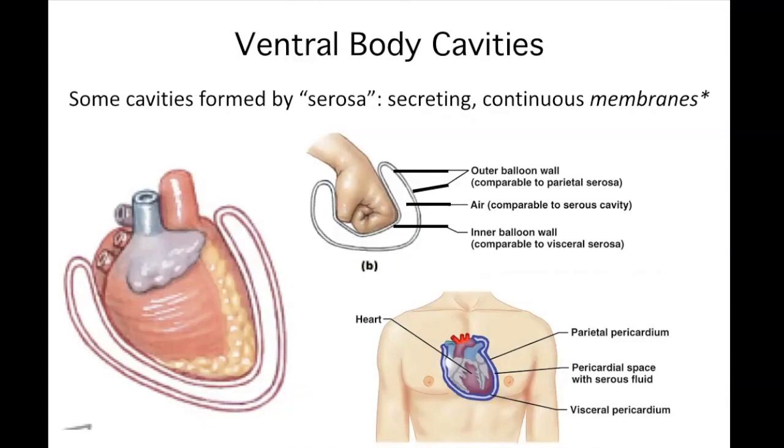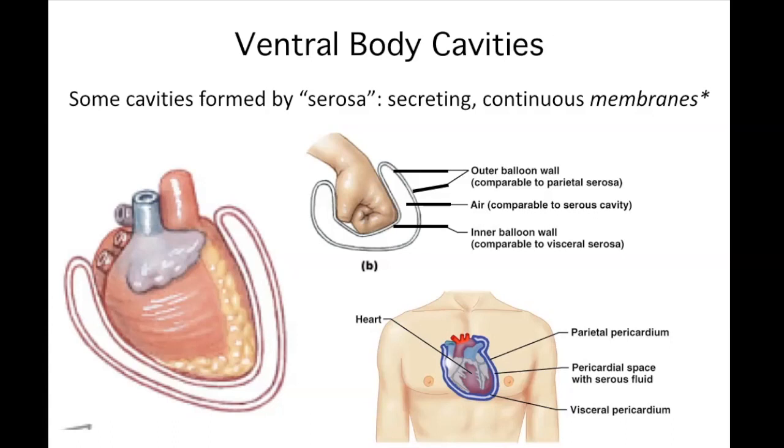And by continuous, it means like if this was some kind of weird balloon that your fist was in, it's all one surface area. It's just that one side is attached to the fist in this case, and one side is facing the outside. And then in between, you've got this cavity, this fluid-filled space. And so the lining that is touching the organ is called one thing, and the lining on the outside is called another thing.